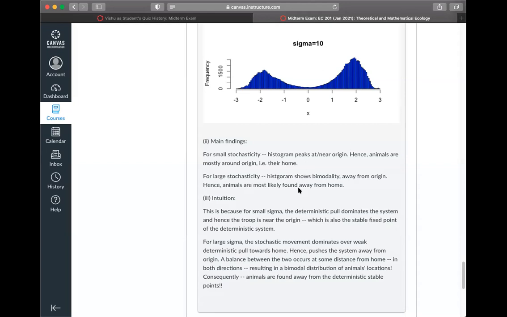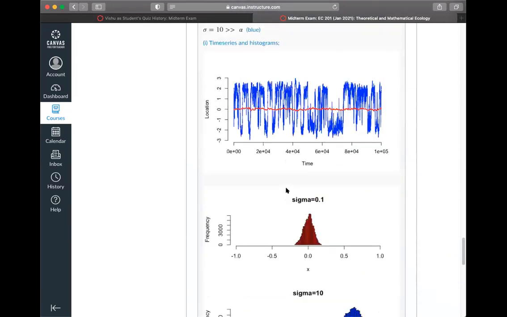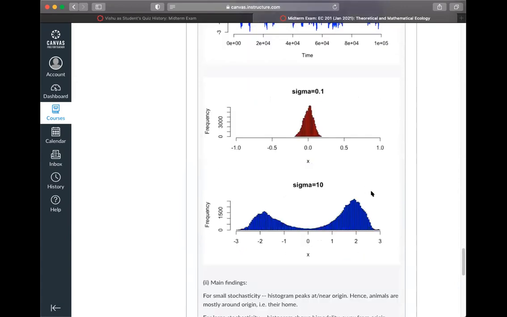Is it clear? Any questions on this? So the difference between this and this is not just quantitative. It is not just that it's becoming more and more random. It's actually becoming something fundamentally different as you change the noise.